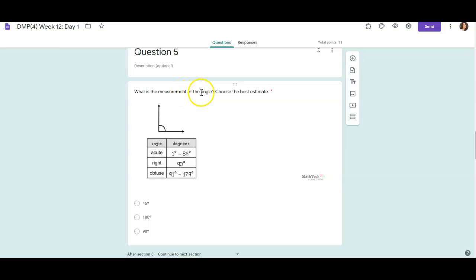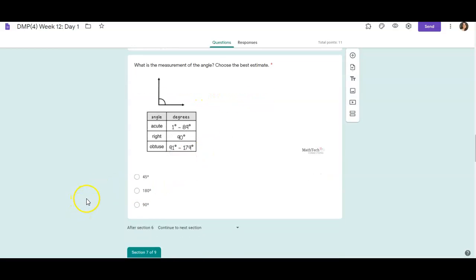Question 5, what is the measurement of the angle? Choose the best estimate. So it is not quite where, well, I don't know. Think of what you guys remember with this one. What's the best estimate on that one?